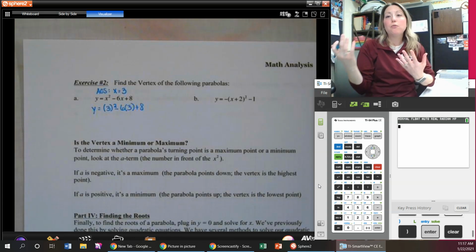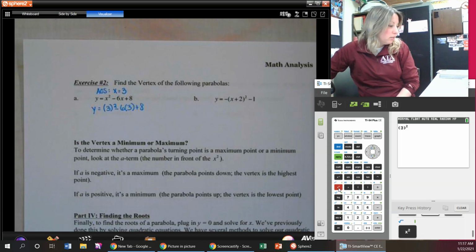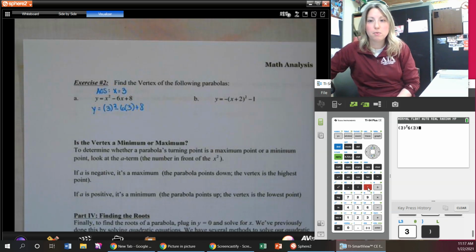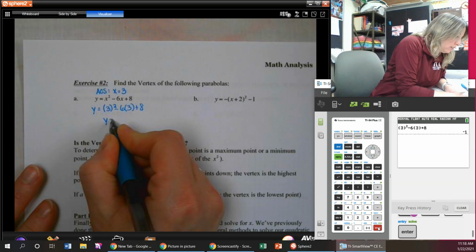Now, of course, we've got our graphing calculator, so we really don't need to worry too much here. We've got 3 squared minus 6 times 3. Sorry, my buttons are so small, it's hard for me to see. I got to arrow back because my minus got missed. Second insert. Let's get a minus. There we go. And then plus 8. There we go. So our matching y is negative 1.